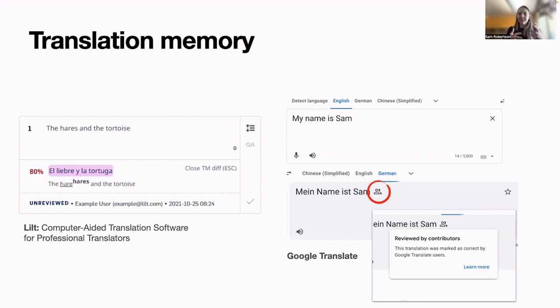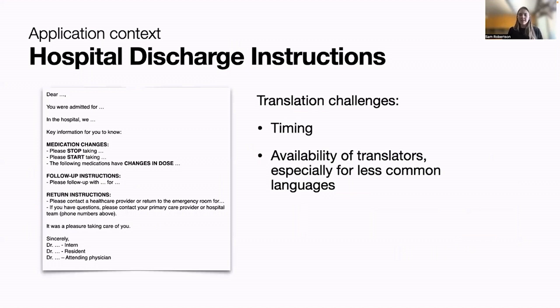And so I'm interested in, what can we do if we had a translation memory? But it's a little bit difficult to think about this at the scale of all the different things that people use machine translation for. So I'm going to switch gears for a second and introduce an application context that I've been working on. And that's hospital discharge instructions.